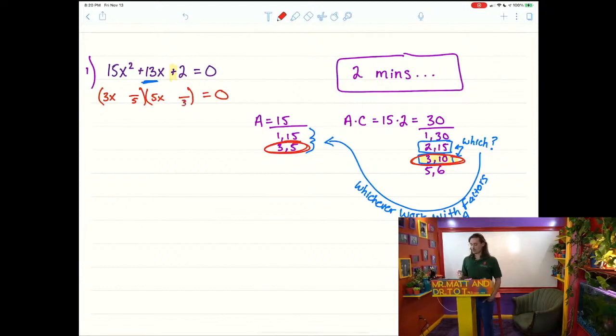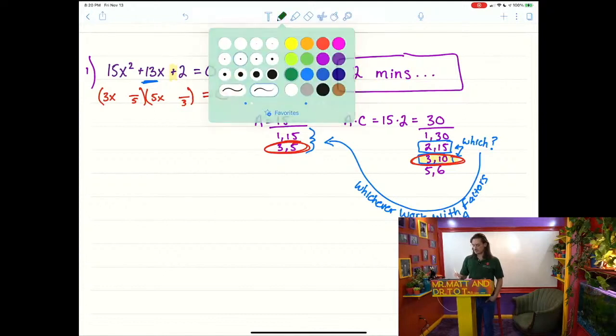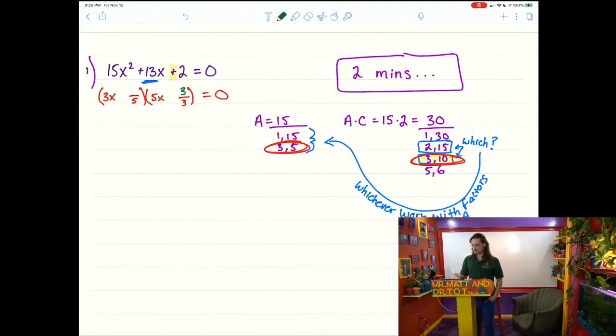Now I need to match up what works with what. I have factors of a times c as 3 and 10 that I've chosen to work with. So 3 is divisible by 3 and 10 is divisible by 5. I want them both to be positive. 10 divided by 5 is 2, so our answer is going to be 3x plus 2. 3 divided by 3 is 1, so then we're going to have times 5x plus 1.